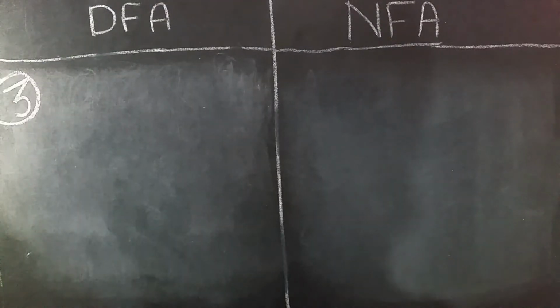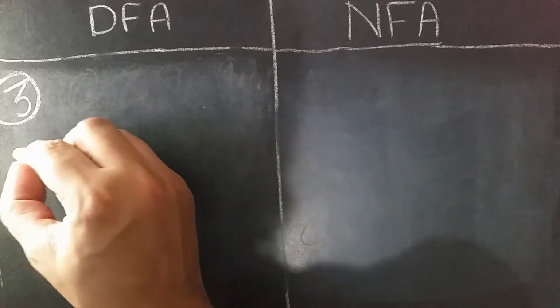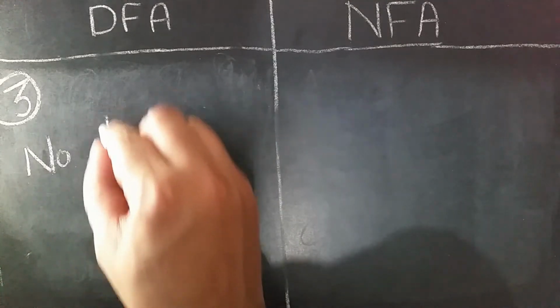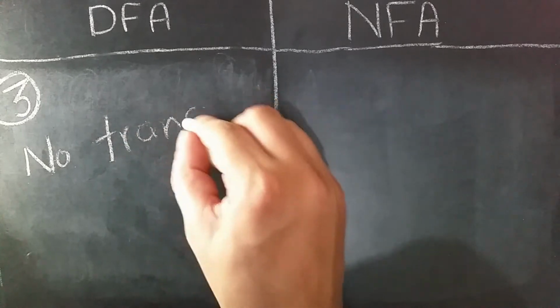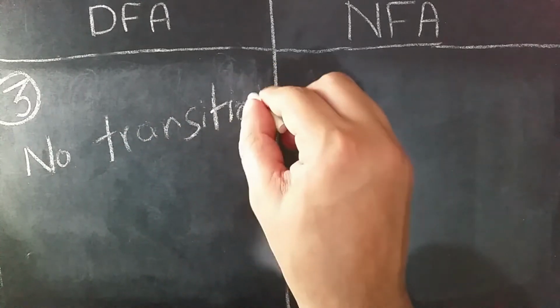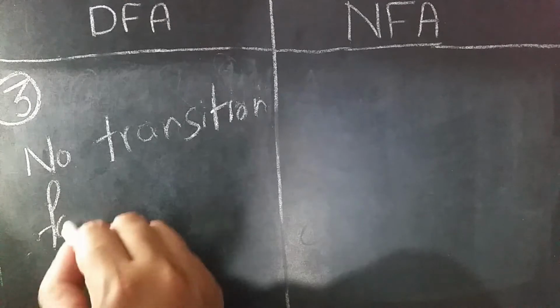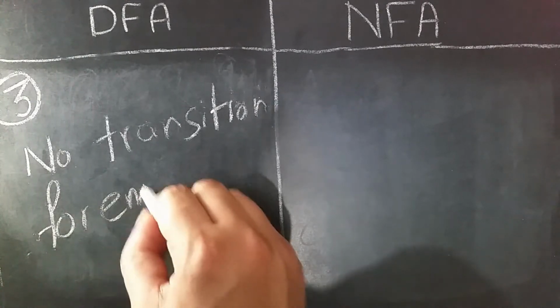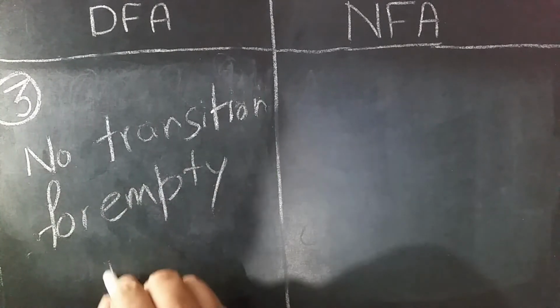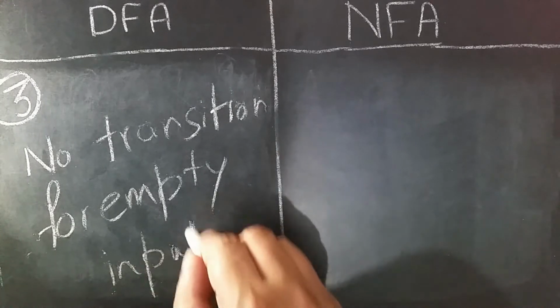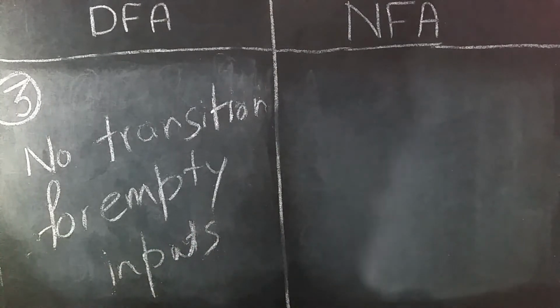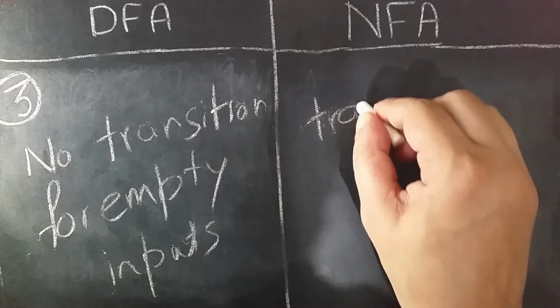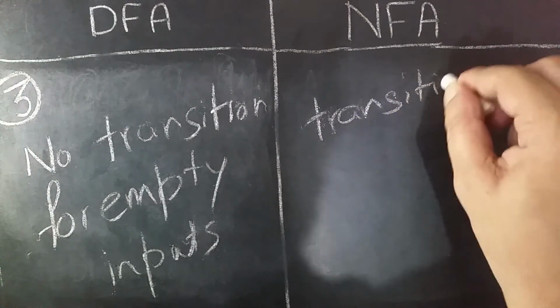The next difference, as shown in the last difference, is that in DFA there is no transition for epsilon, or no transition for empty inputs, whereas in NFA there is a transition for empty inputs.